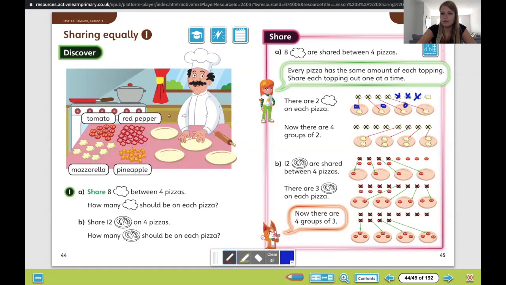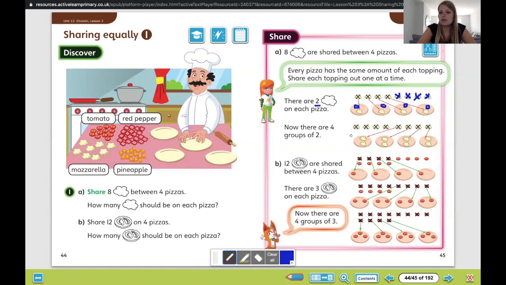1 for you and 1 for you. So we've got 1 for you, 1 for you, and so on until they are all used. So she's shared them out equally. So how many pieces of mozzarella are on each pizza? Well, how many on this one? 2. How many on this one? 2. How many on this one? 2. And how many on here? 2. So there are 2 mozzarella pieces on each pizza.